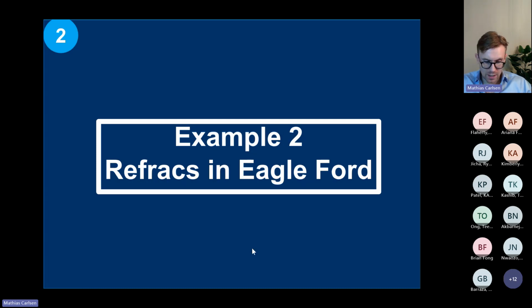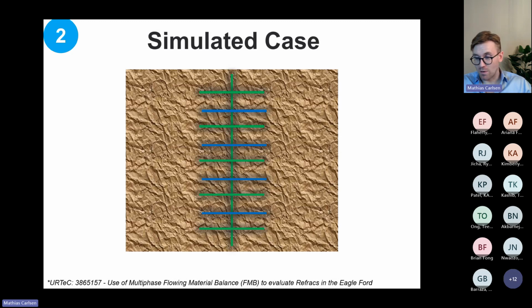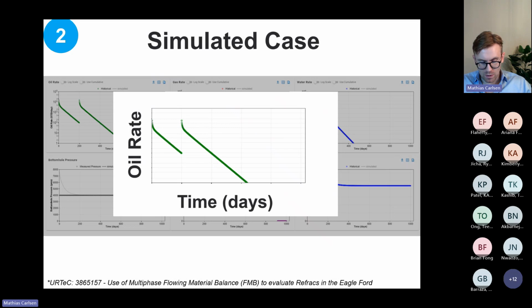So the first thing that these guys went ahead and did is that they created a synthetic example. They took a simulation model and added and doubled the number of fractures, basically. They doubled the contacted pore volume after a period of time. And then they fed this contacted pore volume, this new superposed model, into the multiphase FMB method to just make sure that they felt good about it. Does this make sense or does it not make sense? And when they did that, they simulated this in the software to get these oil rates versus time.